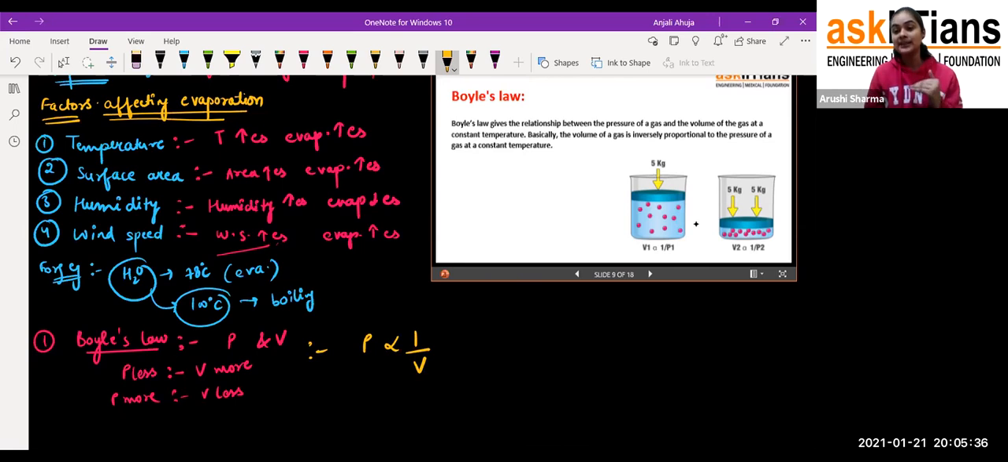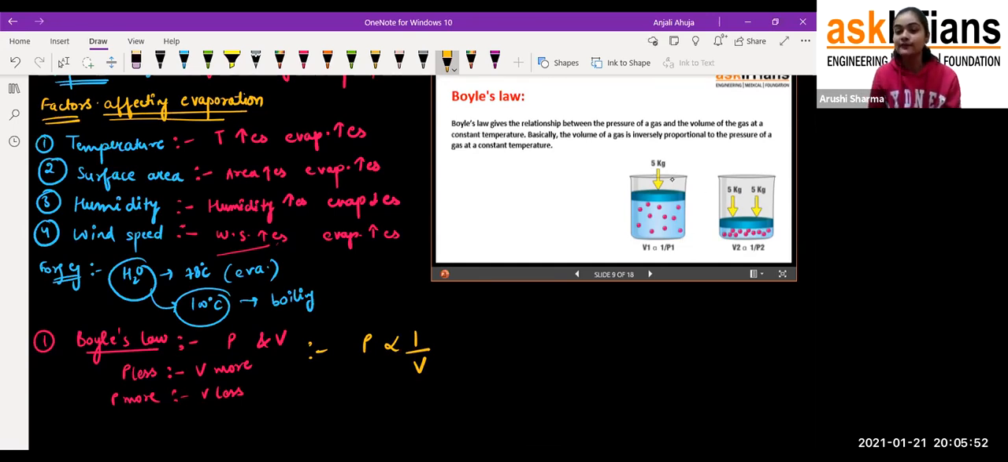And if you decrease the pressure, what will happen? The particles of the gases will try to move here and there, because you know the kinetic energy of the particles of gases is very high, so they will try to move here and there, and that's how, student, the volume is going to be increased. So that's the condition, student.